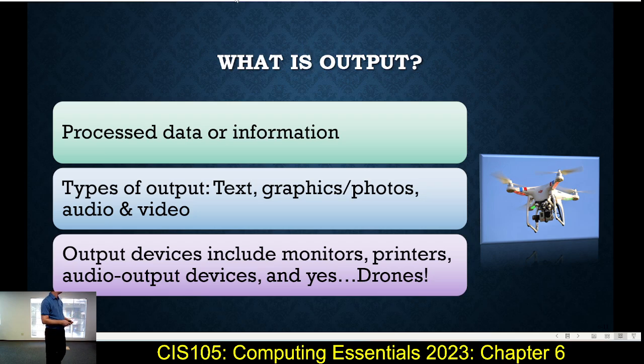Okay, so output, on the other hand, is our process data or information. As I said at the beginning, if you missed it, I talked about how there were way more input devices than output.